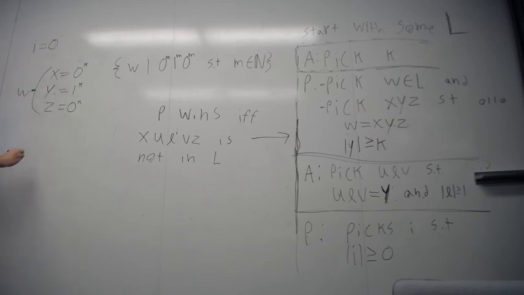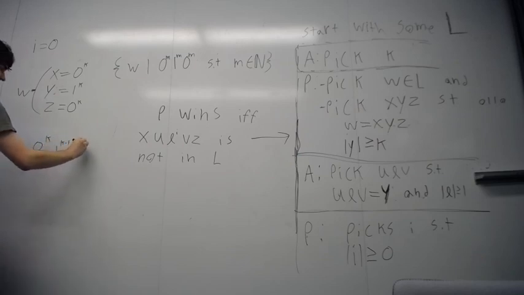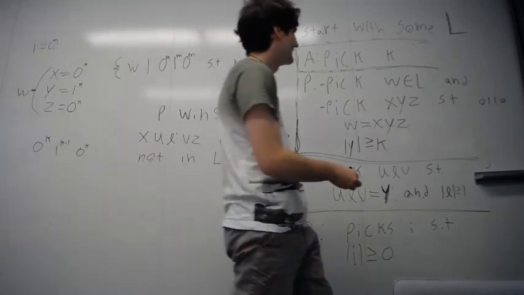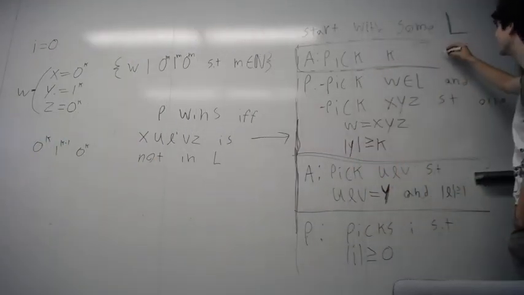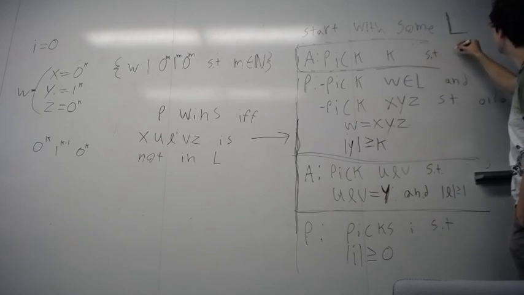Because now our string looks like this: 0 to the k, 1 to the k minus 1. Though actually, can I have 0 states? No, I can't have 0 states. The machine should have at least 1 state. I think the size of k needs to be at least 1.